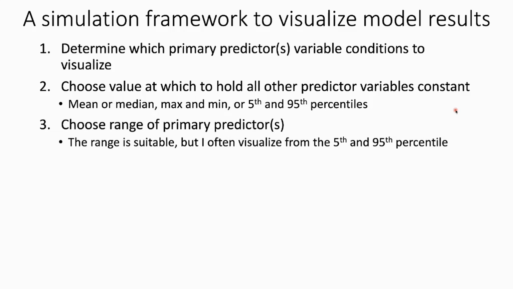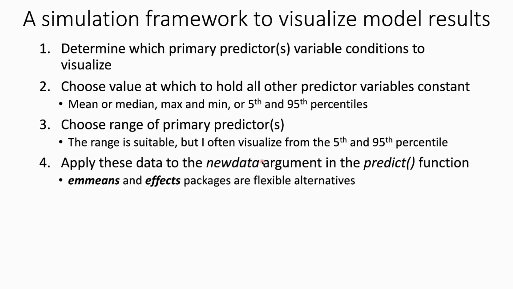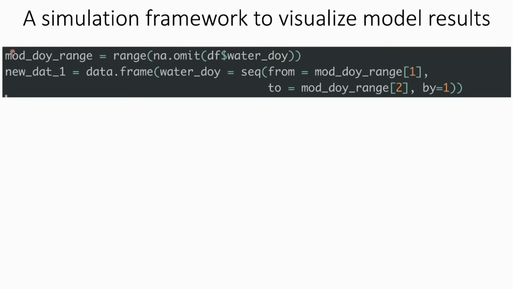You then choose the range across which you want to simulate that primary predictor. You can use the entire range, so from max to min, but in publications, I often constrain to the 5th to the 95th percentile. And I do that because that discourages people from really paying attention to the edge of the regression where that uncertainty is high. Then we're going to use the predict function to, you guessed it, predict across this primary predictor. And we're going to use the newdata argument in the predict function. As you get better at this and become more familiar, I encourage you to investigate the emmeans package and the effects package.